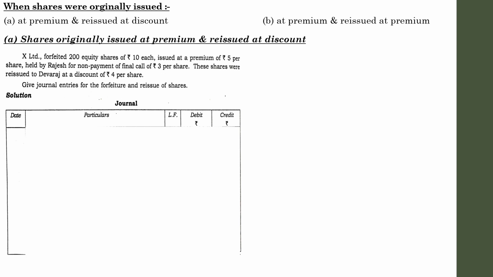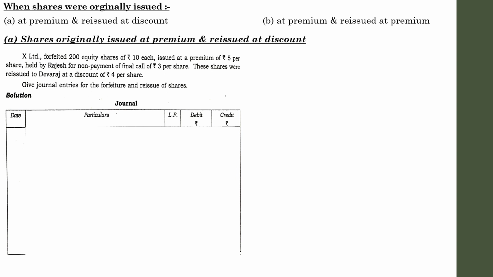X Limited forfeited 200 equity shares of 10 each issued at premium. Those shares were initially issued at premium, and the premium amount is rupees 5, and a shareholder named Rajesh, for non-payment of his final call of rupees 3 per share, had his shares ultimately forfeited, and those shares were again reissued to Devraj at a discount of 4 per share.